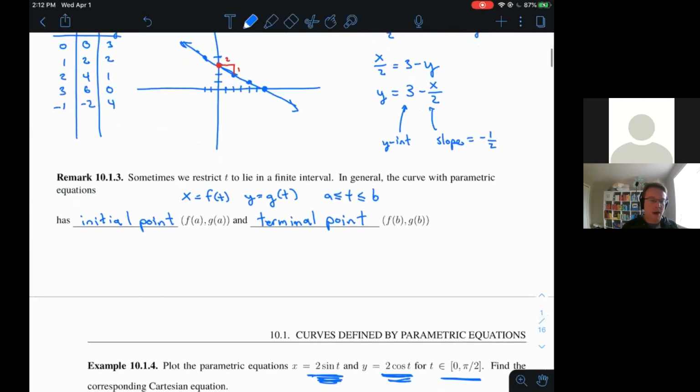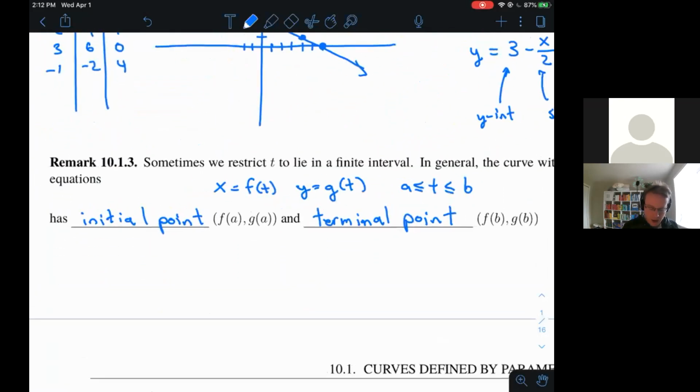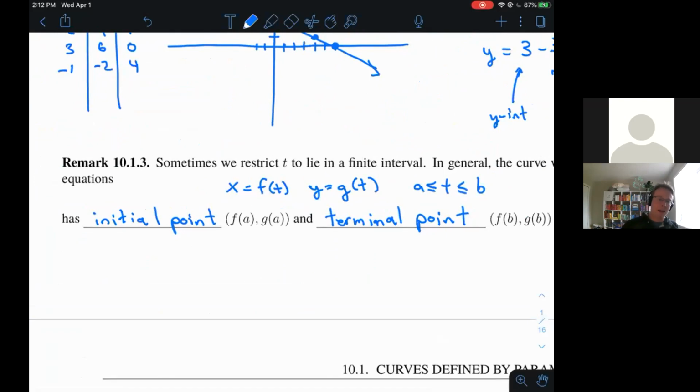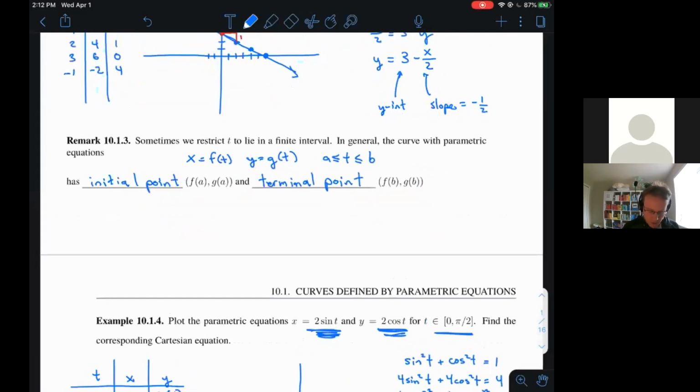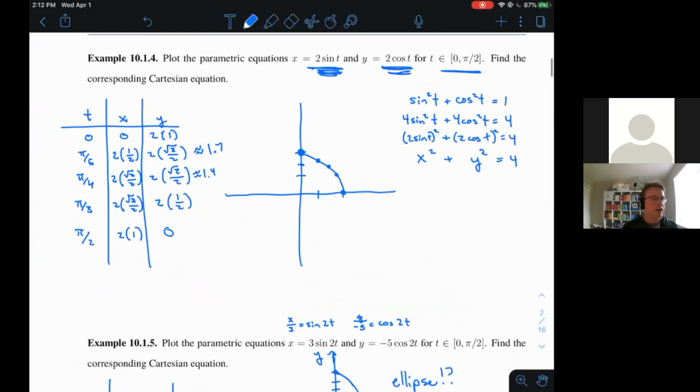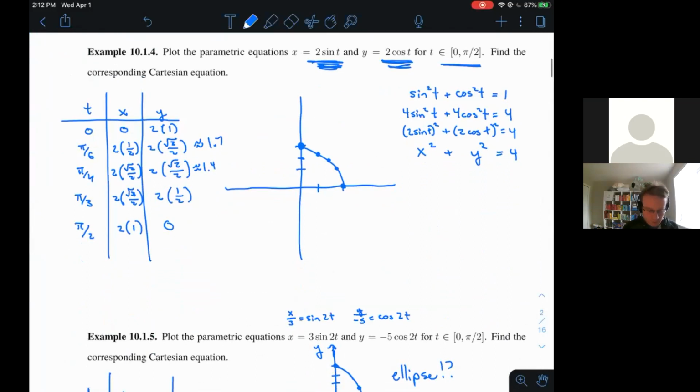We talk about, well, maybe you don't want things to go on forever. Maybe you want only a very specific time interval, so we have a specific start and end, an initial point and ending point. And we do a few more of these where we're trying to turn these parametric equations into Cartesian equations and also graphing along the way. This is a great way also to help us check our answers.